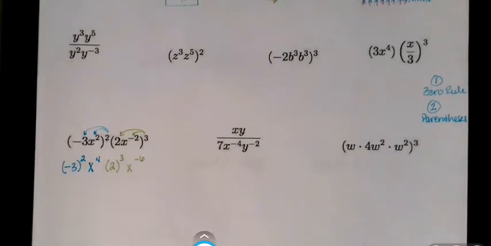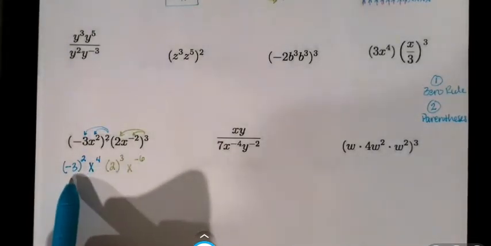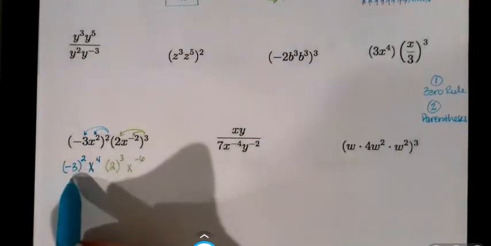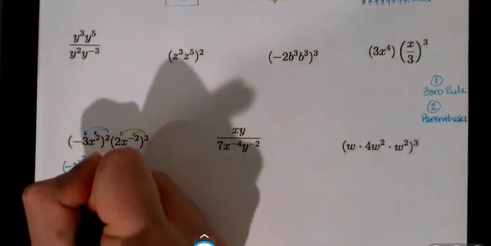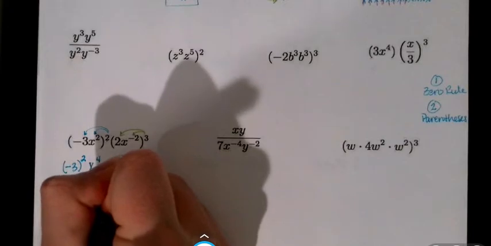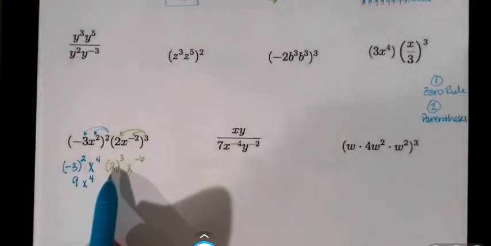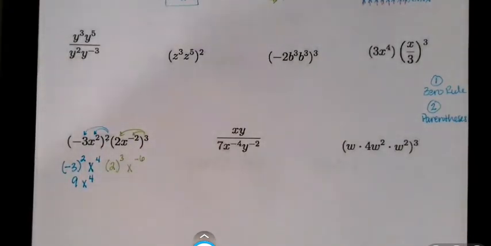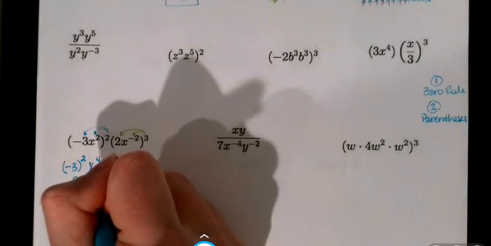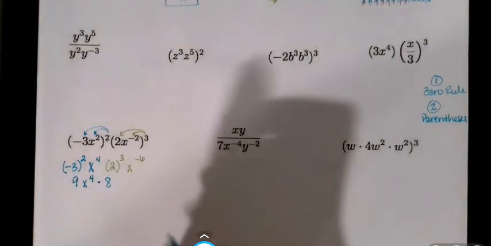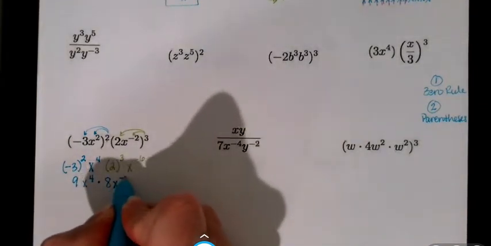There's a couple different things we can do next to simplify it. What I'm going to do is take care of my coefficients. Well, negative 3 raised to a power of 2, we did that in the calculator, and that was 9. So I'm going to change that to 9. I'm going to keep my x to the fourth. 2 to the power of 3 is not 6. It is 2 times itself 3 times, so 2 times 2 times 2, which is 8. I'm just going to put a multiplication dot there, and then I still have x to the negative sixth.